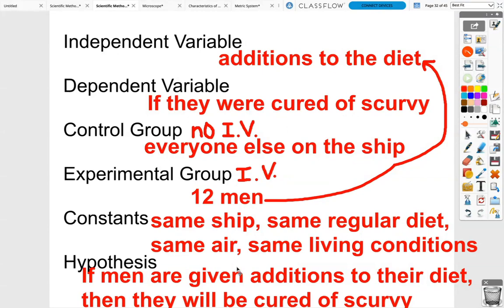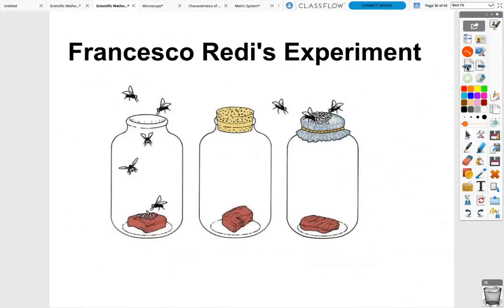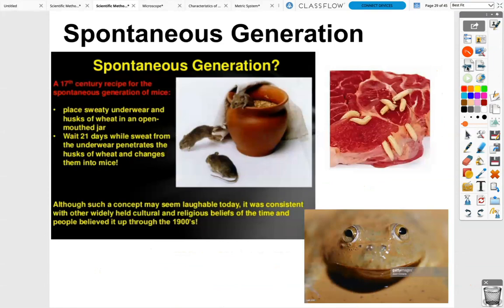Now, you could write that in a question form. You could say, which diet additions will cure scurvy? There are several different ways that you can identify that. Now, if you don't do a hypothesis, make sure you at least write down a question or the problem that we're trying to solve. In these cases, pretty much our hypothesis, problem, and question are all the same. So you have two more scenarios to work through on your page. I did want to show you really quickly this one.